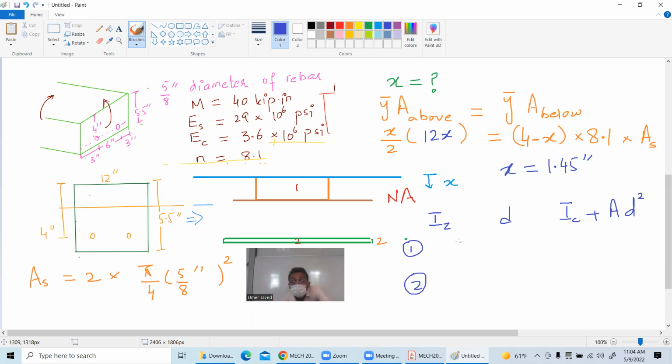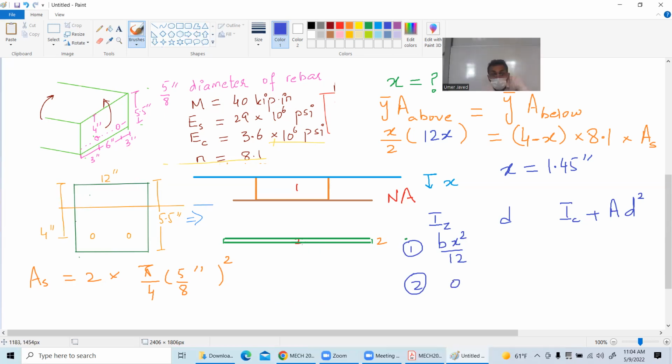Let us find moment of inertia for the section 1. That is bx square over 12. And this one will be 0. Why 0? Because it is very thin, okay? So I'm considering it to be 0. Are you getting my point? It's so thin. You can say that this height is very small for me, so I won't bother about it.